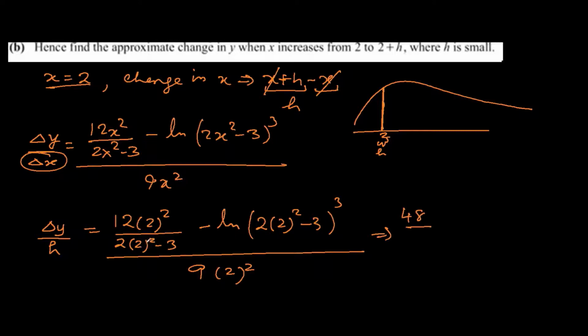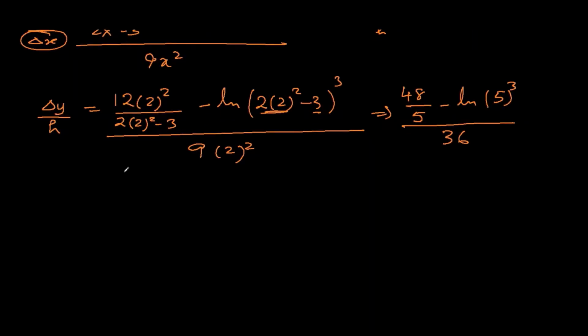2 times 2 is 4, times 2 is 8, minus 3 is 5, minus natural log. Again, 8 minus 3 is 5, cubed, over 9 times 4, 36, and it is still delta y over h. I will bring h to this side on the last step.